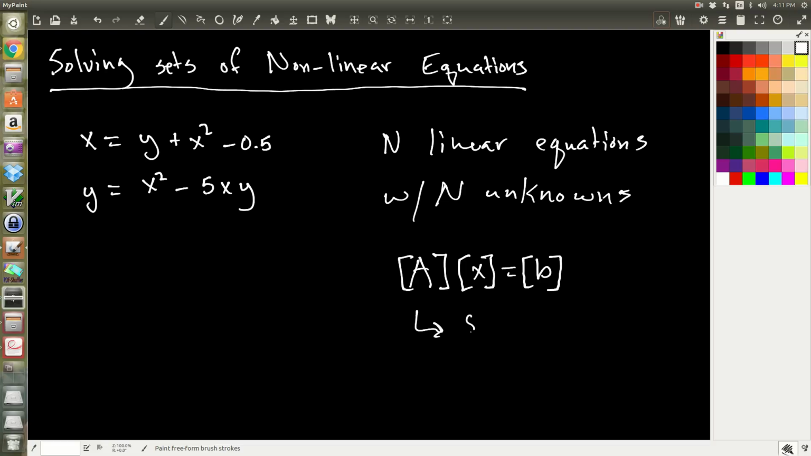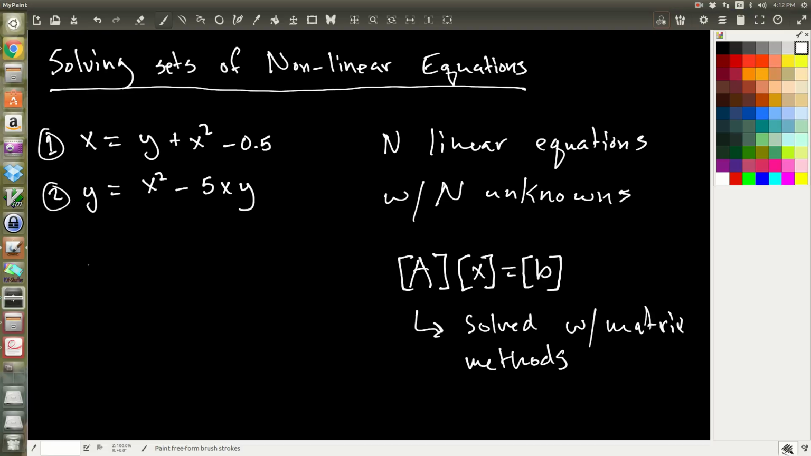So it's solved with matrix methods, like Gaussian elimination or LU decomposition, things like that. But in this case, I have two equations here. This is my first equation, my second equation. And I have two unknowns. So two equations with two unknowns.